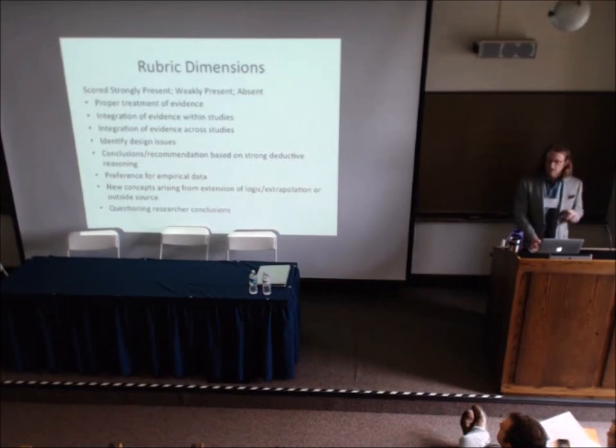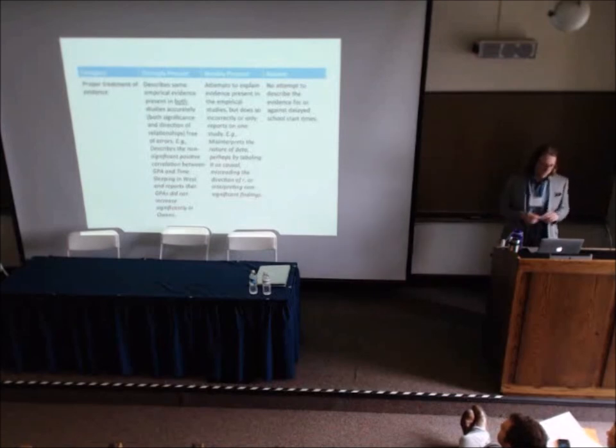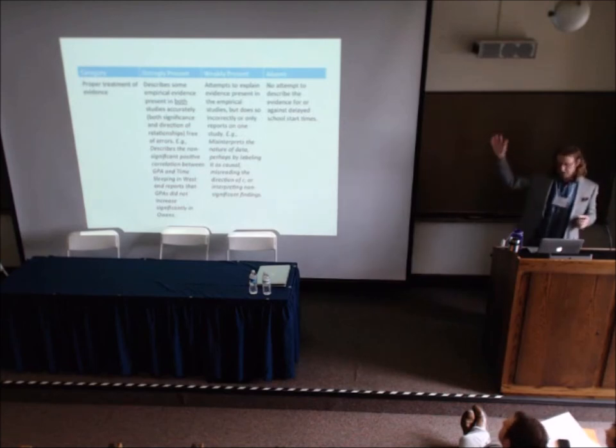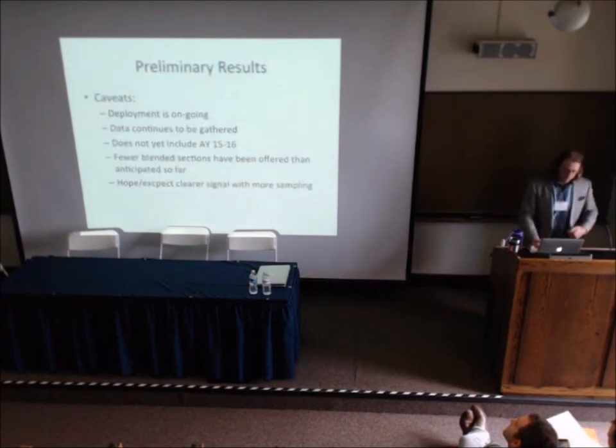I will not try and murder you with the entire rubric, but a quick taste of just one dimension. So proper treatment of evidence, looking for empirical evidence in both studies is strong, in one or you're a little bit wrong is weak, or nothing at all, and then there's some examples. Come and find me if you want more on that.